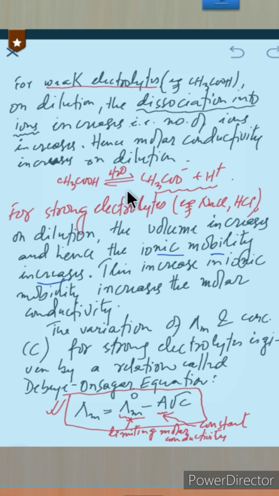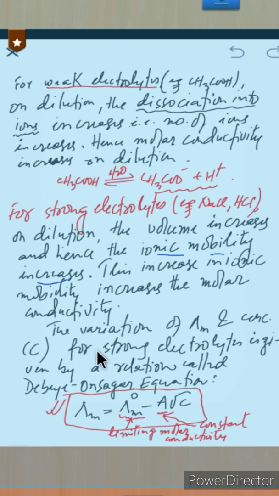In case of weak electrolytes, the number of ions increases actually, because dissociation increases. In this case the number of ions does not change when adding water, but the volume of the solution increases. Since the volume of the solution increases, the ionic mobility increases. Since the ionic mobility increases, the molar conductivity will also increase.